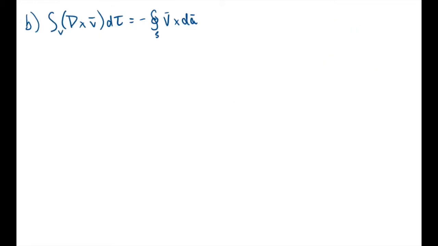Part B asks us to show that the integral over a volume of the curl of a vector is equal to the negative of the surface integral of the same vector crossed with the area vector of the surface. So we'll again prove this using the divergence theorem. We'll substitute the vector v cross c into the divergence theorem, where c is an arbitrary constant, and v cross c is a vector, so we're allowed to do this.